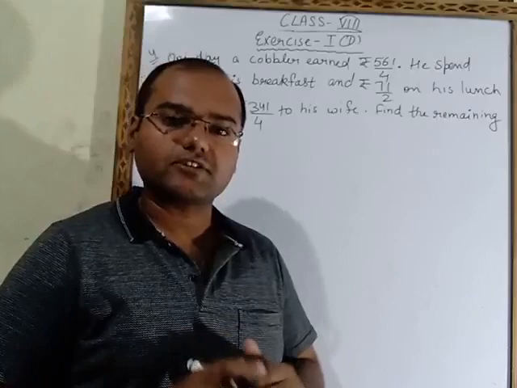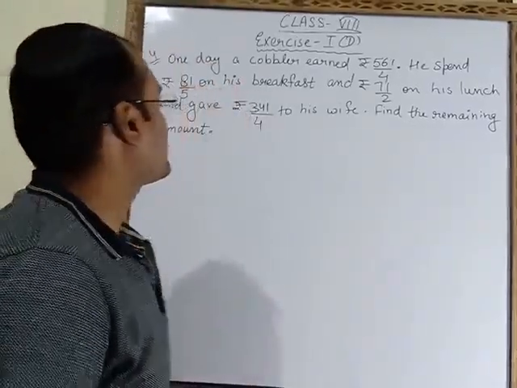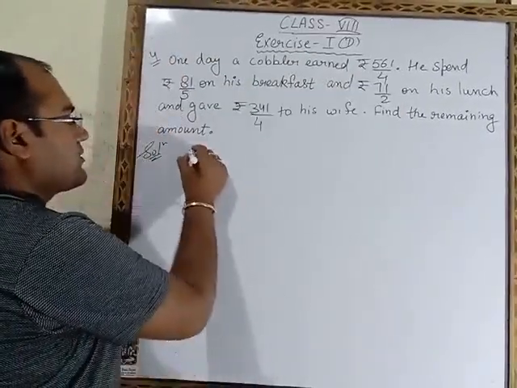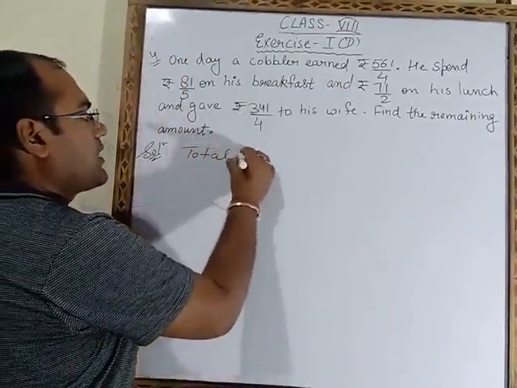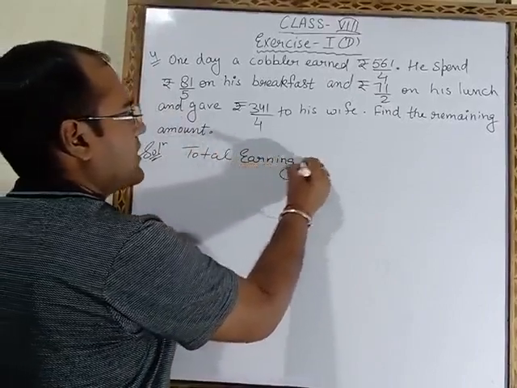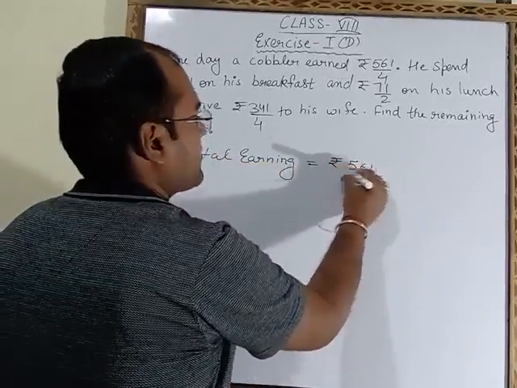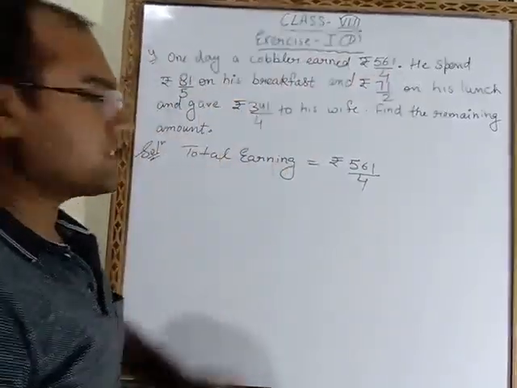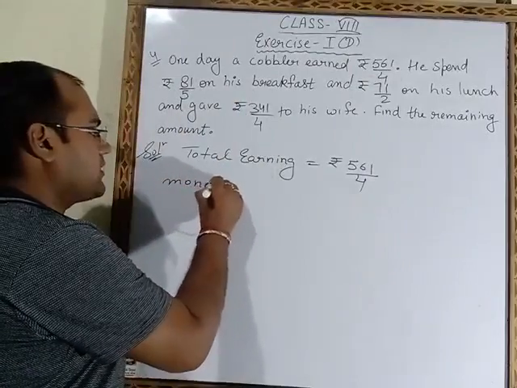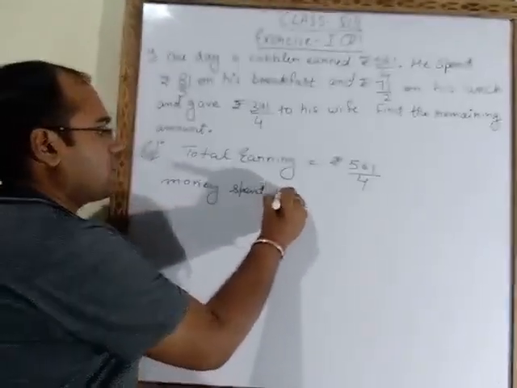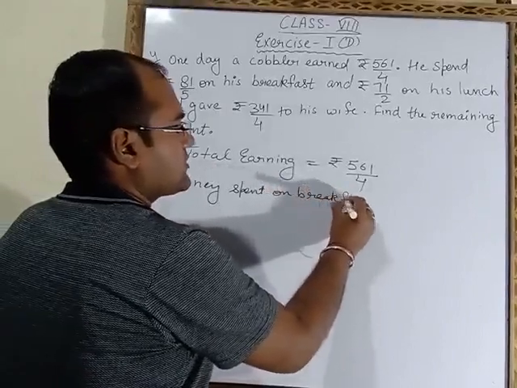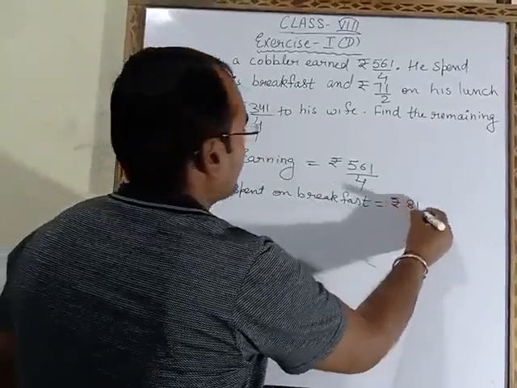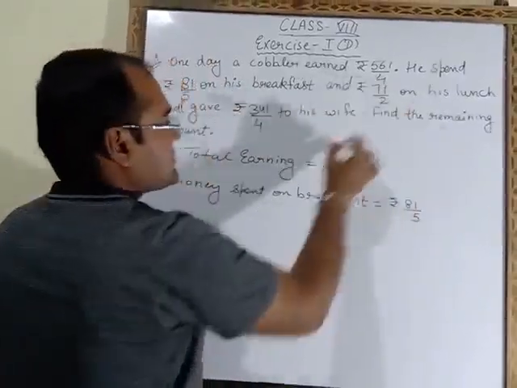Now we will start 1D exercise. See question number 4. One day a cobbler earned this much rupees. So what you have to write? This is the total earning. How much money he had earned? 561 upon 4 rupees. After that he spent this much money on breakfast. So what you have to write? Money spent on breakfast. How much money he had spent on breakfast? 81 upon 5. This much money on his lunch.